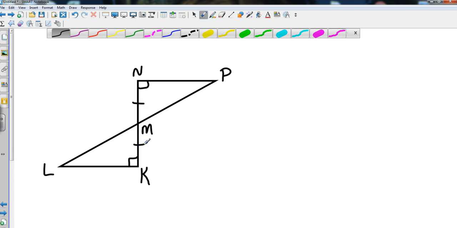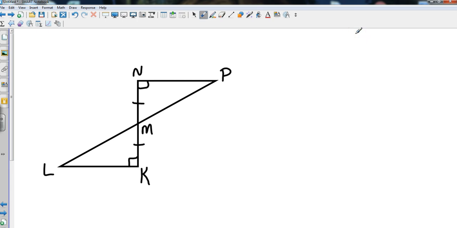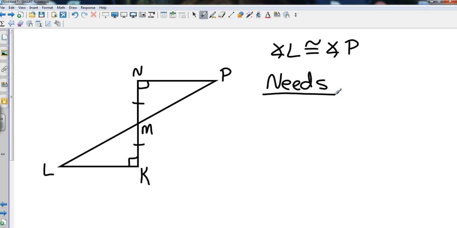So a type of question you might see is, what do we need to show that angle L is congruent to angle P? Okay, so what do we need to show that's true? Well, we have to have some congruent triangles. And so we would need to have side, side, side, or side, angle, side, any of those. So right now I'd start proving everything that I know.